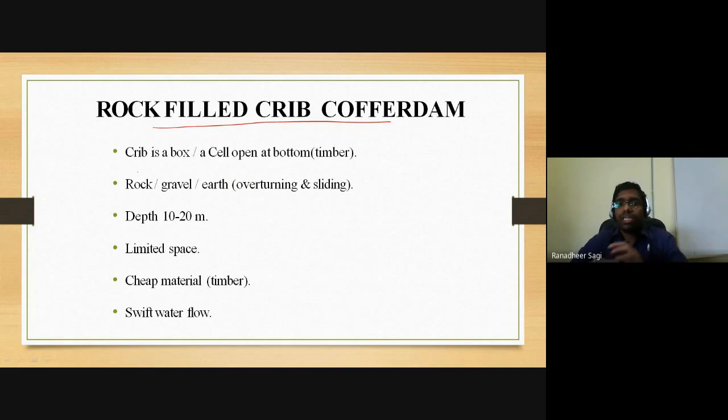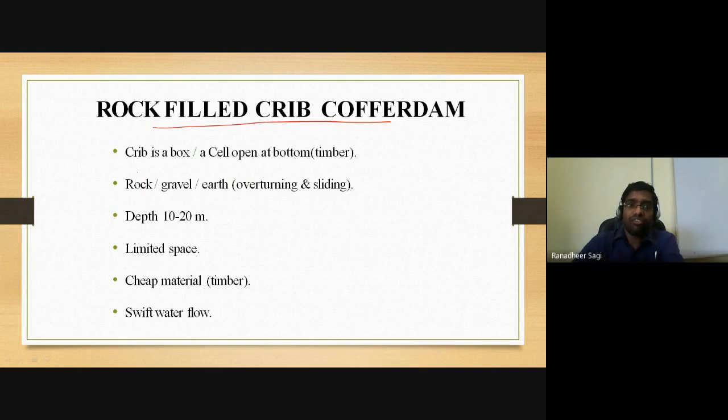So crib is basically a box which is going to be filled with large stone pieces or aggregate particles. Or it could be filled with other earthen material also. And as for the arrangement of that box, first we create a kind of a box or a mesh, and inside that mesh you are going to be placing your rock or gravel or earthen material to ensure that overturning or sliding do not happen in the cofferdam you have constructed, because of the water force acting on the surface of your cofferdam.